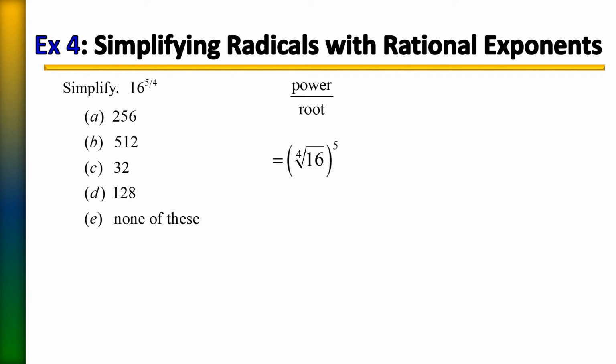Now all I need to do is solve inside the parentheses to find the fourth root of 16. I want to know what number, when I multiply it 4 times, will equal 16. And that number is 2. Next, I'm going to have to raise 2 to the 5th power. In other words, multiply the number 2 five times. And that will give me an answer of 32. And there you have it, choice C, 32.